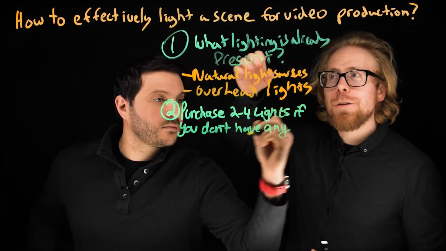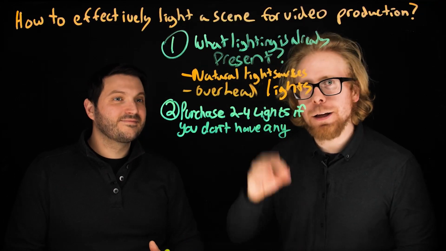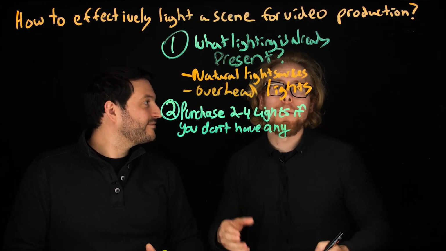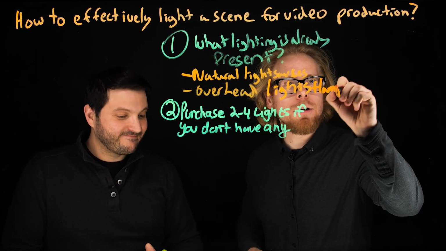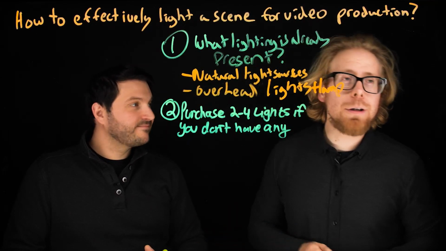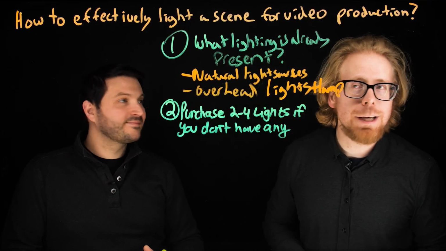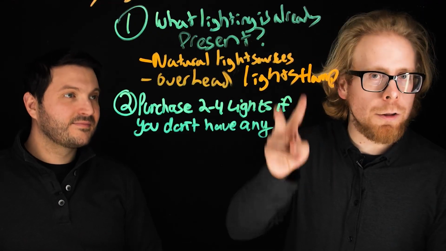If the lights already present in the location that you're shooting are usable, maybe you have an overhead light or a lamp or some other light that's already present in the location, then you can use that as one of the 3 lights. And then you really just need to fill in, and we'll talk about this, 2 other lights.